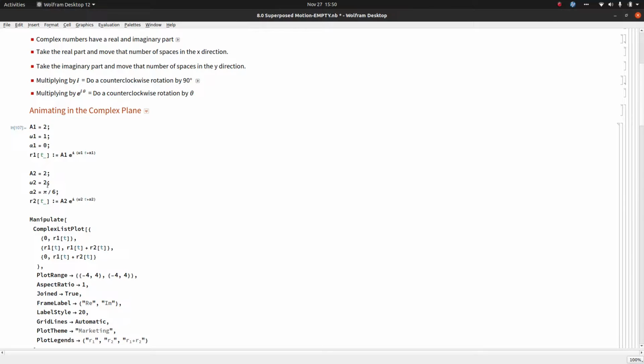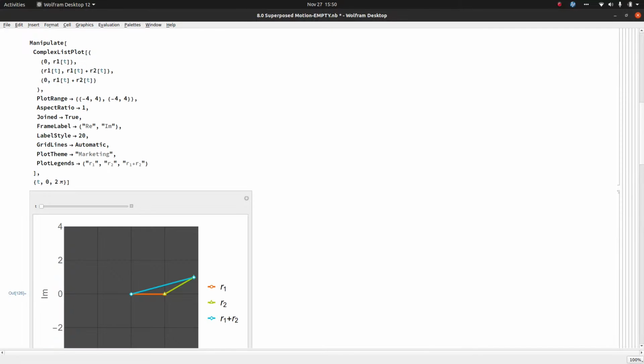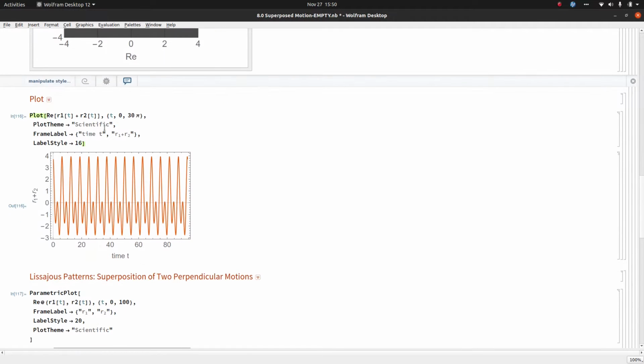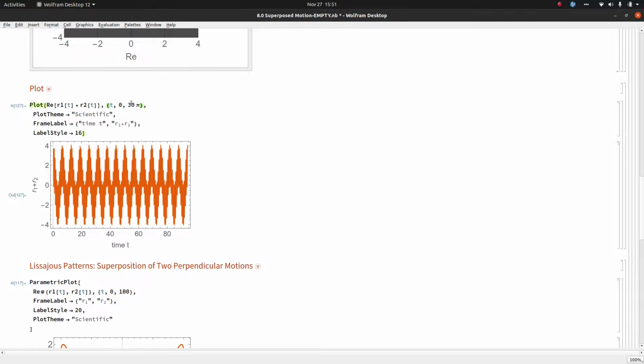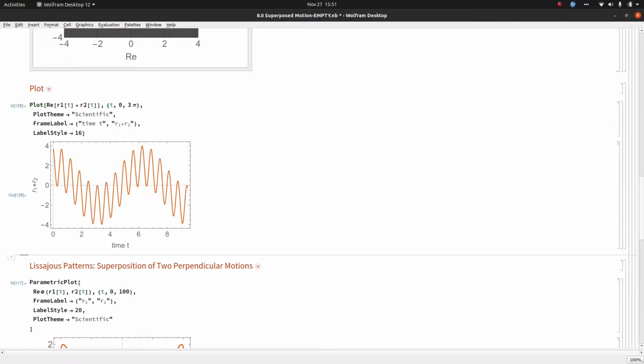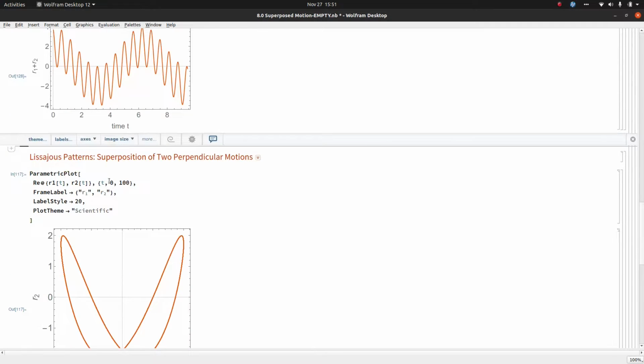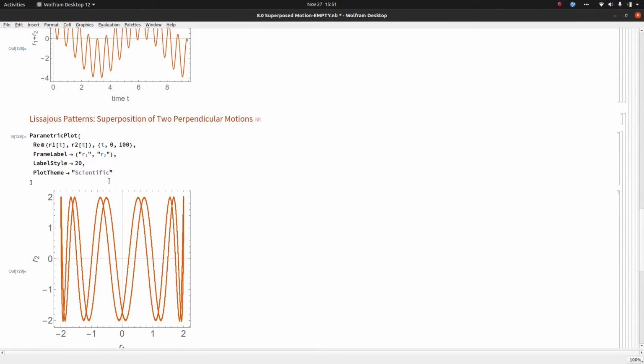I can increase the frequency a larger amount. You can see that you get an even more complex pattern. Let's show that a little bit more close up. And for my Lissajous figure, you can see it gets more complicated.